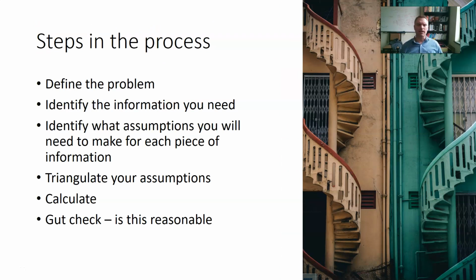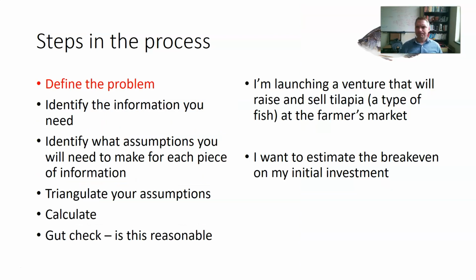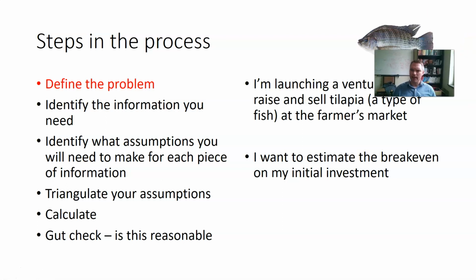So what are the steps in the process? Well, we want to define the problem. We want to identify the information that we need. We want to identify what assumptions we're going to have to make for each piece of information. We're going to have to triangulate our assumptions, calculate, and then it's always helpful to gut check at the end and say, does this seem reasonable? Why or why not? I've got to move my video again so that you can see my lovely tilapia up in the corner.